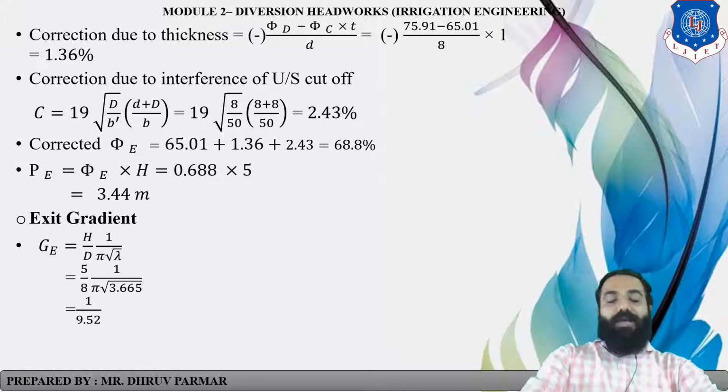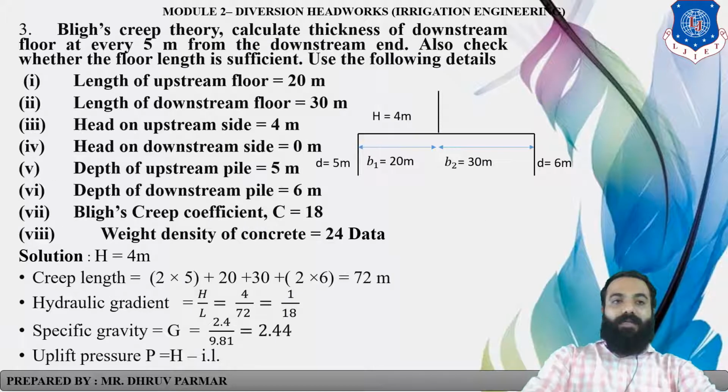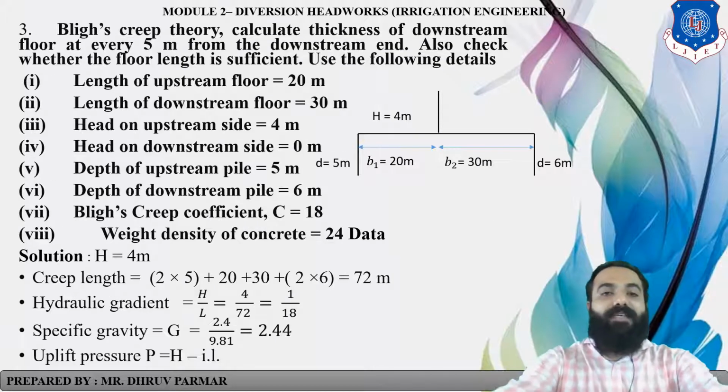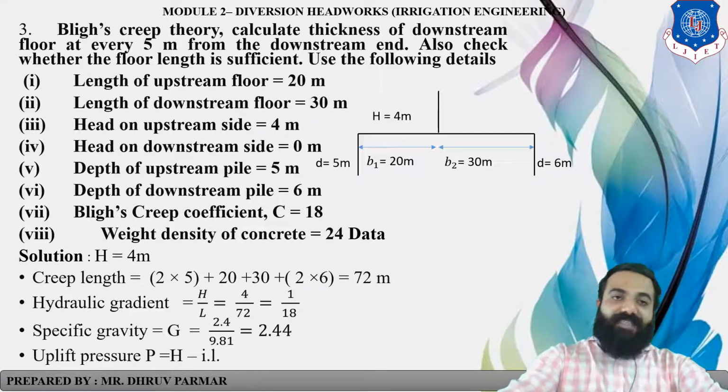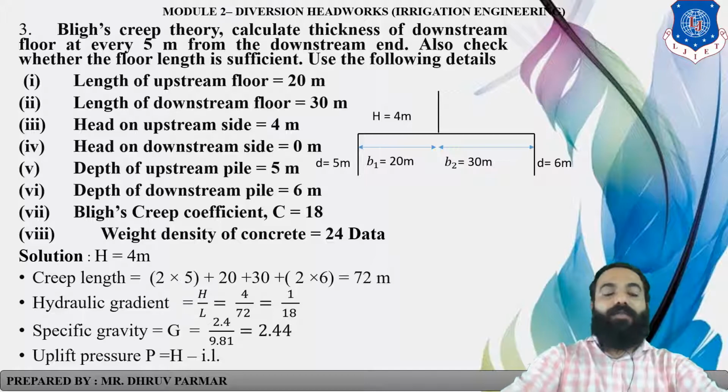Clear? And how can you calculate exit gradient? So G equals H by D1 upon pi under root lambda. Lambda means lambda for the downstream section. So we get G. Clear? The next example is to calculate thickness. In this example, you calculate thickness at different points.